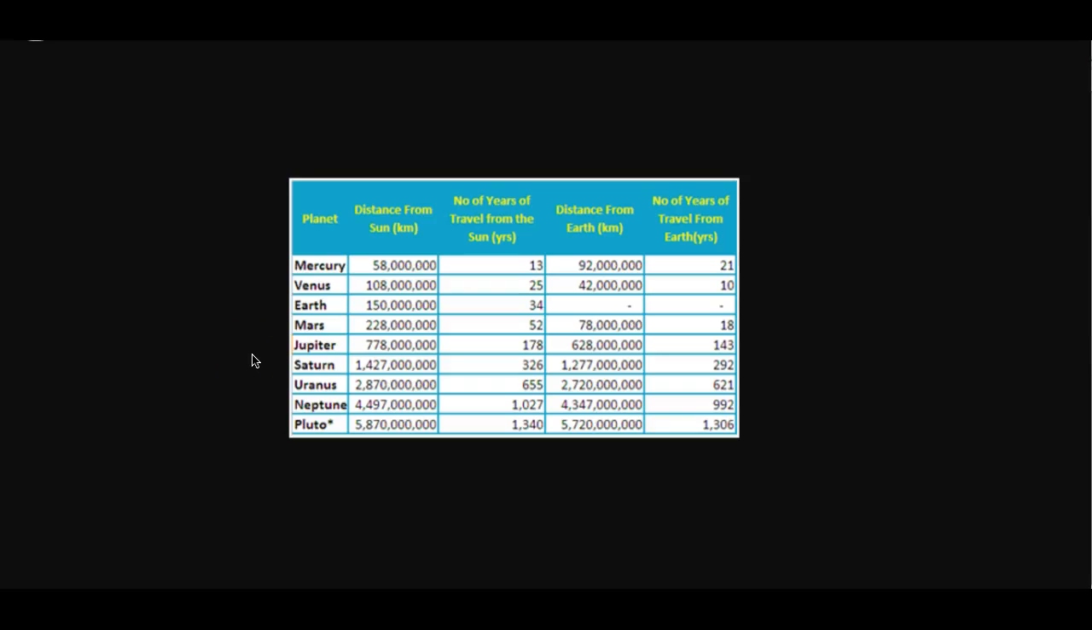Okay, I'm going to start with this table again. So we saw this table in the scientific figures video. And the reason why I want to use it here is because these values, the distance from the sun and the distance from the earth, have been rounded basically. And they've been rounded using significant figures.